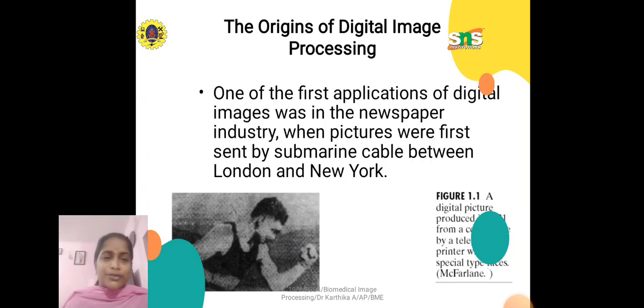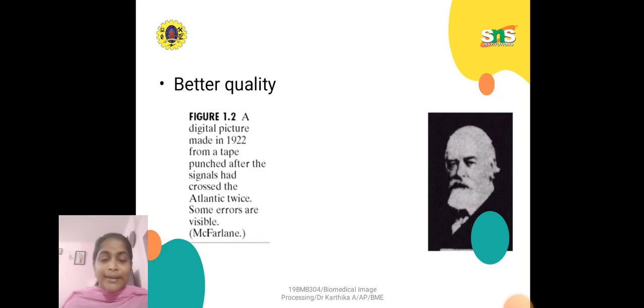See here the origins of digital image processing. One of the first applications of digital images was in the newspaper industry, when pictures were first sent by submarine cable between London and New York. See the first picture. Here image processing also enhances the quality of the image. See the picture, a digital picture made in 1922 from a tape punched after the signals had crossed the Atlantic twice. Some errors are visible at that time.